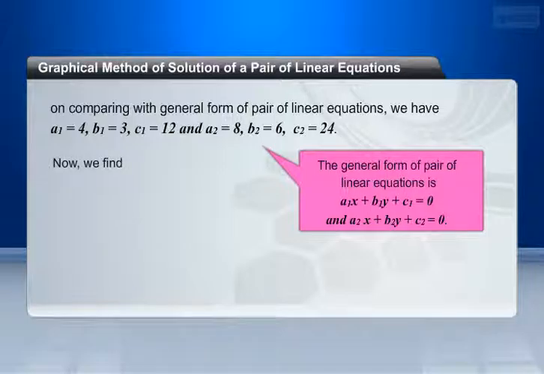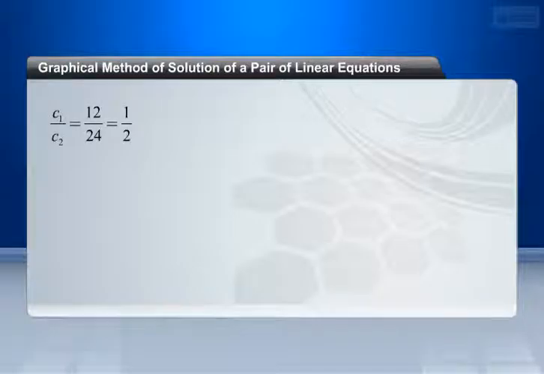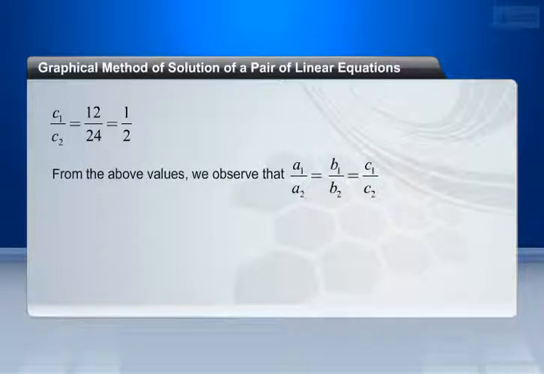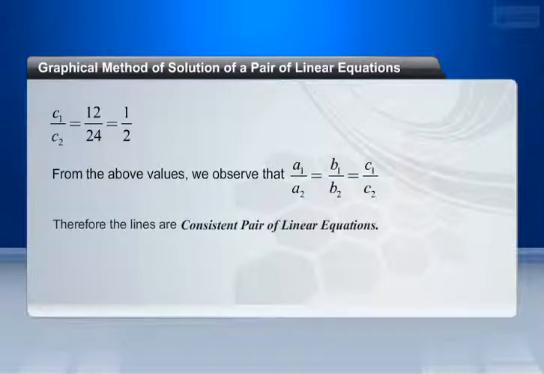Now, we find a1 by a2, which is equal to 4 by 8, and this is equal to 1 by 2. b1 by b2, which is equal to 3 by 6, and this is equal to 1 by 2. c1 by c2, which is equal to 12 by 24, and this is equal to 1 by 2. From the above values, we observe that a1 by a2 equals b1 by b2 equals c1 by c2. Therefore, the lines are a consistent pair of linear equations.